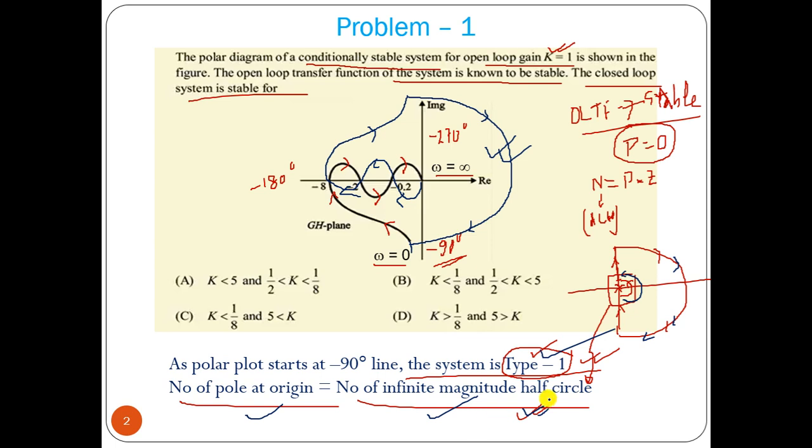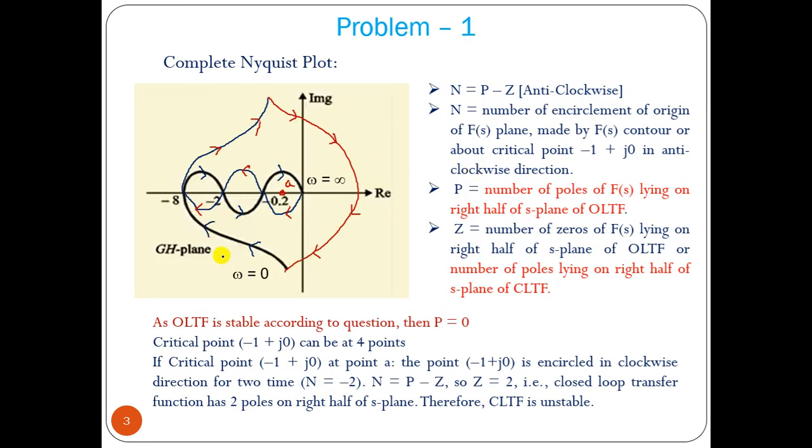I have solved 3 problems in previous lecture video, lecture number 24, where I took one problem with respect to s, another with respect to s square, and another with respect to s cube. You can look into that. For s we have only one half circle, for s square we have two half circles, and for the s cube term we have three half circles. How we get that, I have explained in that video. Now this is the plot, there is no doubt.